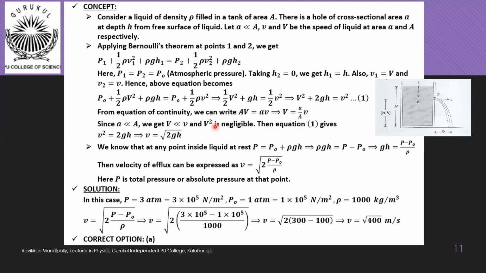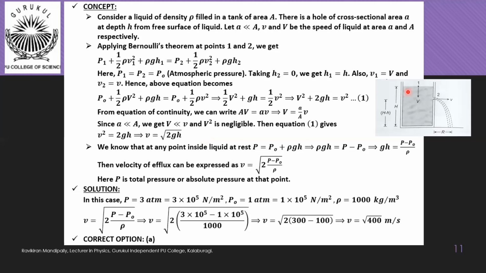That means you need to remember the previous question was discussed for a closed container. In that case, the velocity of the liquid coming out of the hole would be given by v is equal to root of 2 into (Pt minus P0) by rho plus 2 g h. But when the container is open to atmosphere, that first term will disappear and we will only have v is equal to root 2 g h.